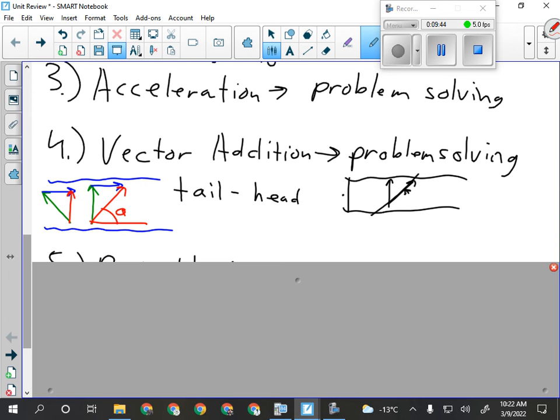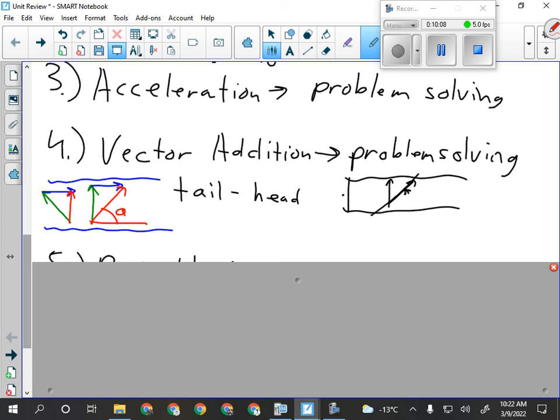Okay, so remember they need to be tail to head. When you draw them, find your x's and y's. And as I said yesterday when I was going over the vector assignment, there is a boat question on the exam. So there's a vector component addition question, and then there's a boat question. So there's kind of 2 vector questions on there.